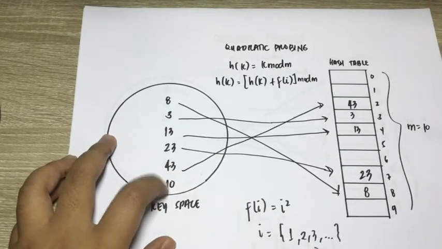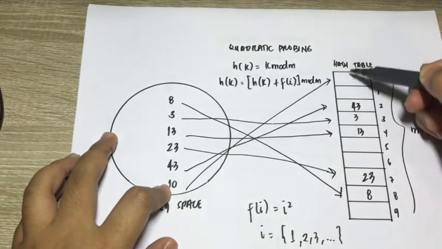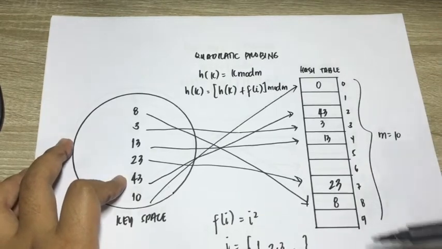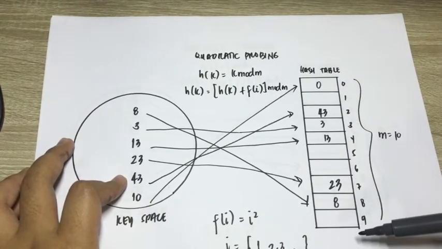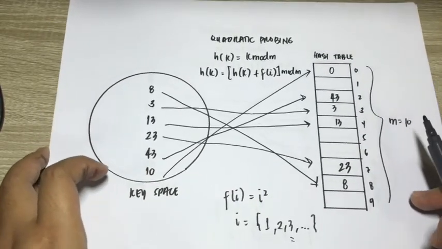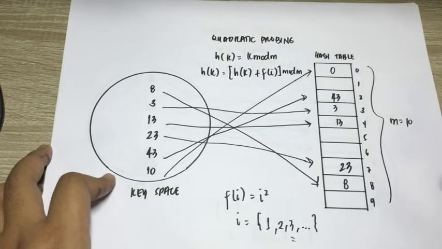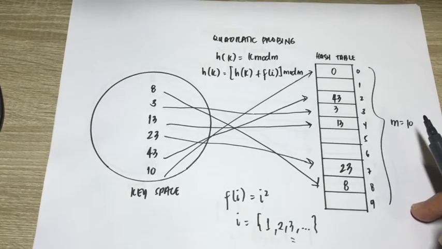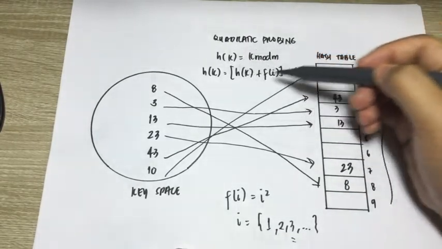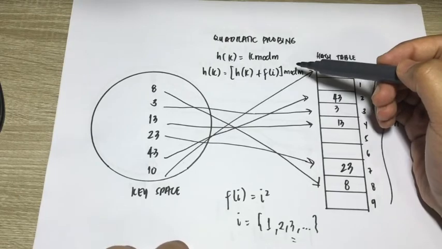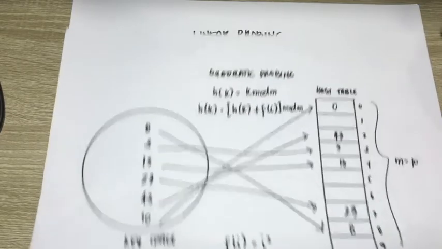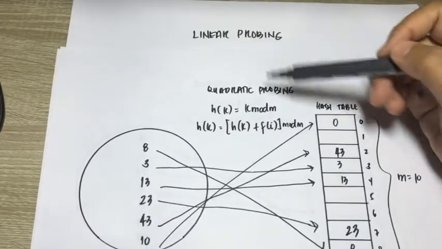Next, for 10, 10 modulo 10 will be 0. So as you can see here, the values are already distributed on your hash table. They do not just concentrate in one area. So that is one advantage of using quadratic probing. And that's it for the hashing functions. Again, for the hashing function, we are simply going to use this given hashing function k modulo m, but if a collision occurs, you can apply either linear probing or quadratic probing to be able to resolve the collision.